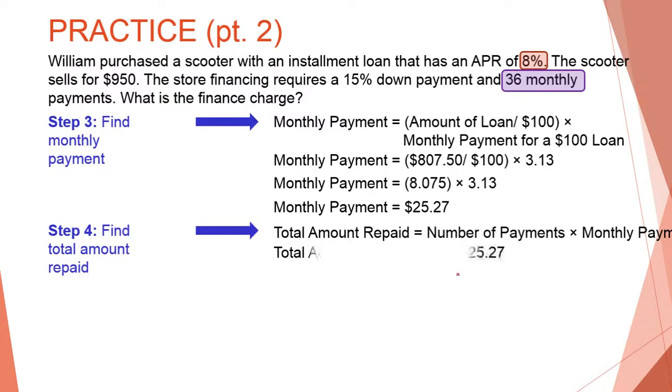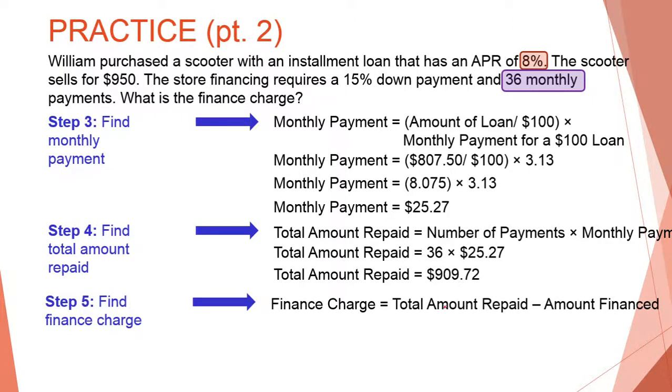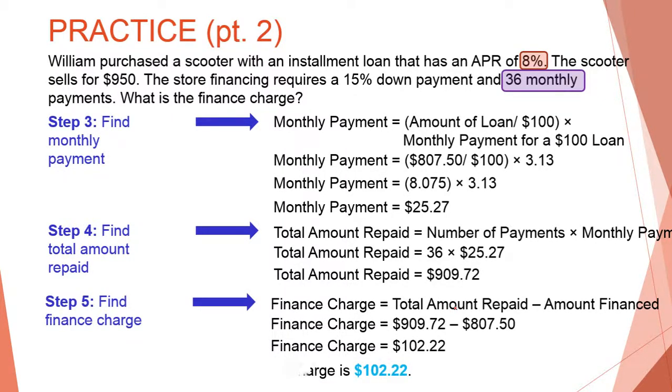That's going to be $25.27 times 36 months. That gives us the total amount repaid of $909.72. To find the finance charge, we subtract the amount financed, which is $807.50, from $909.72, giving us the finance charge of $102.22.